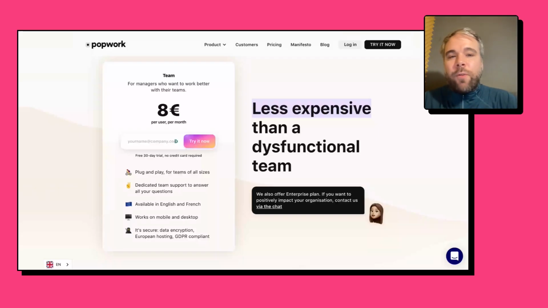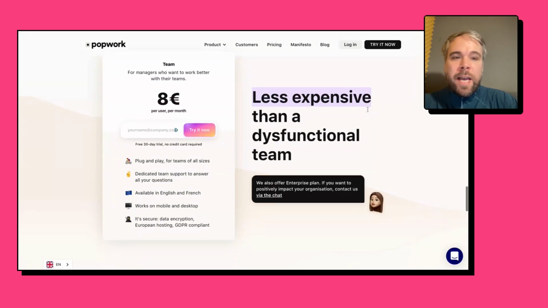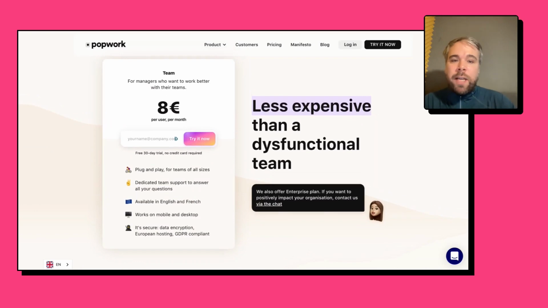A page that I've referred to quite a few times, a great landing page for a SaaS business, is Popwork. And how they compare the before and after is by using this message next to the pricing, which is saying that their pricing is less expensive than a dysfunctional team. So we can infer from that that if you don't use Popwork, you're going to continue the status quo, which is to have a dysfunctional team.